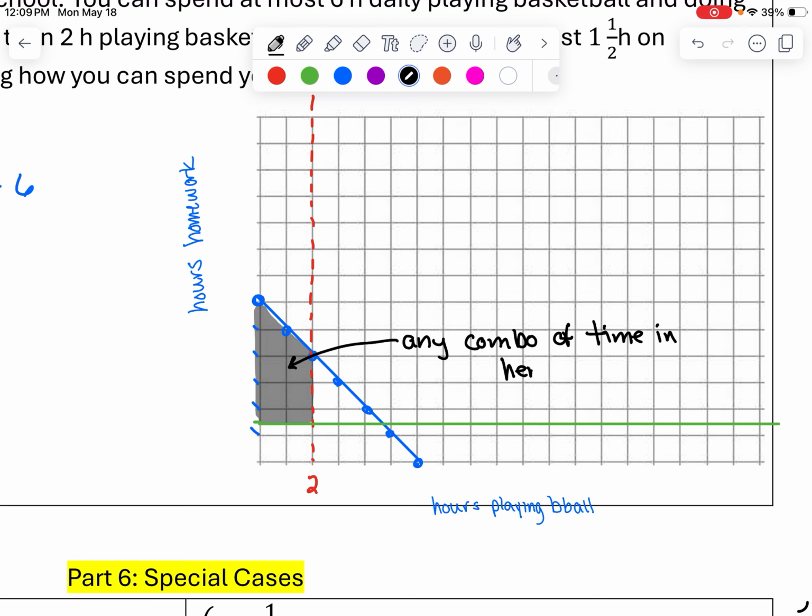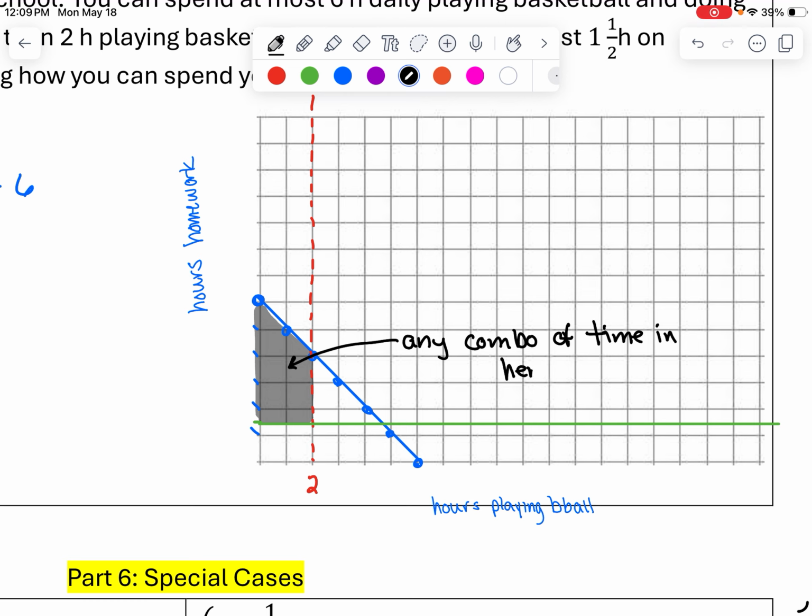So any combination inside of there, but excluding the broken line, because it says you want to spend less than 2 hours doing basketball. So even like right here, that would be okay. What would that be? That would be like maybe 1.9. Just for an example, this would be like 1.9 hours playing basketball, and what is that? 3 hours doing homework. So anything inside of that shaded area satisfies that.